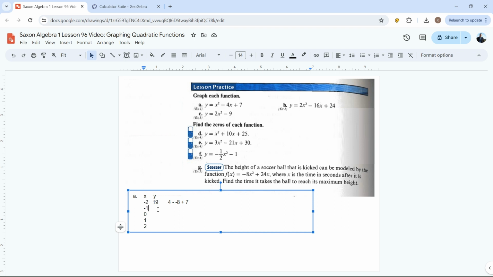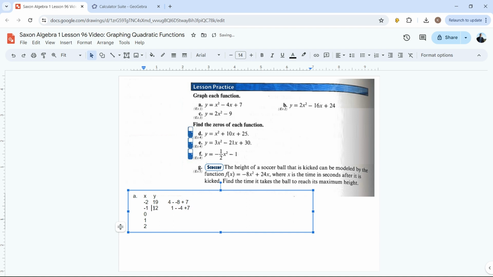Let's take a look at the next. So if I plug in -1, I'm going to have -1 squared, which is just 1. -1 times -1 is 1. Minus a -4. That's going to become +4 plus 7. 1 plus 4 plus 7 is 12. So my second number here is going to be the number 12.